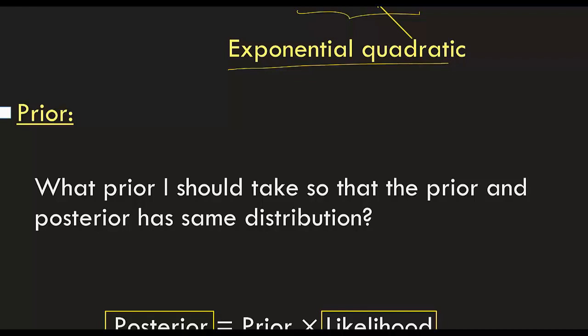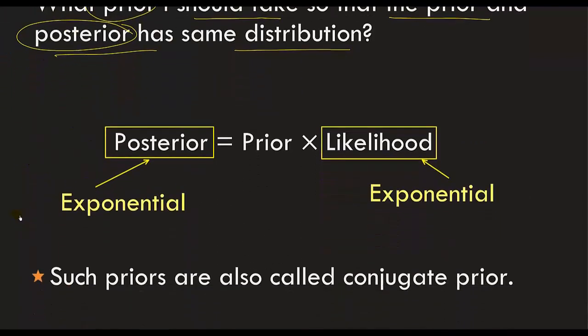So before discussing the prior, I have a question: what prior should I take so that the prior and posterior have the same distribution? So what I want is the prior and posterior having the same distribution. What should be the condition on the prior so that the final posterior distribution and the prior distribution are the same? If you think a little bit, you will see this.